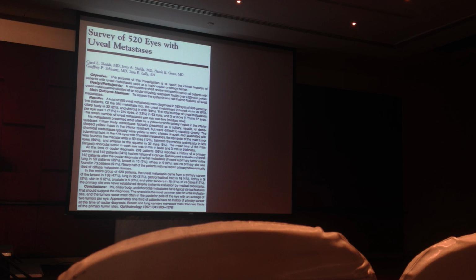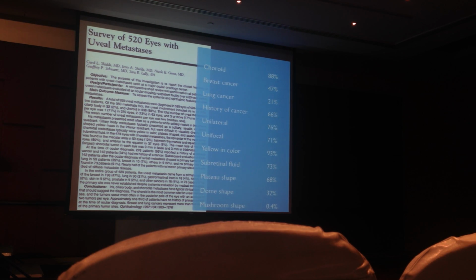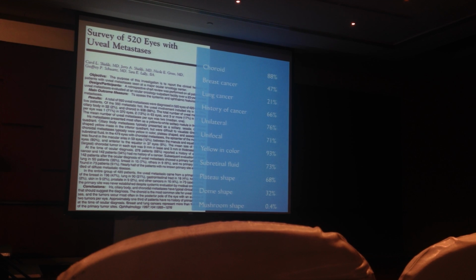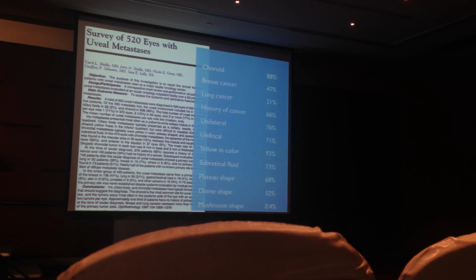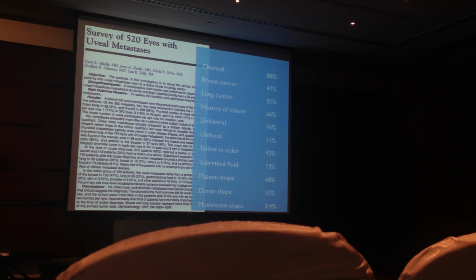In the large series by Shields, they showed that the most common site of uveal metastasis is the choroid, and breast cancer and lung cancer are the most common primaries. Only 66% of the patients had a history of cancer at the time of diagnosis. Most of the patients have a unilateral and unifocal tumor, which makes it difficult to differentiate from melanoma, but it tends to be yellow in color and has a platter shape on ultrasound. Mushroom shape was found in only 2 patients with very large tumors. So still, you can find mushroom shape in metastasis.